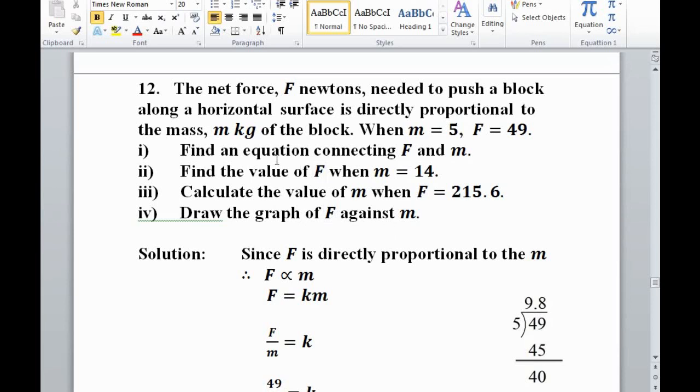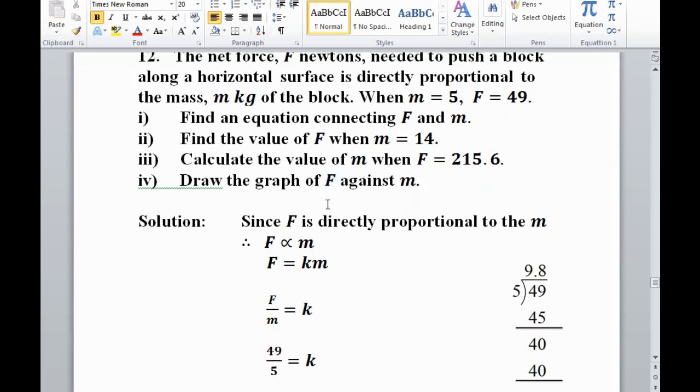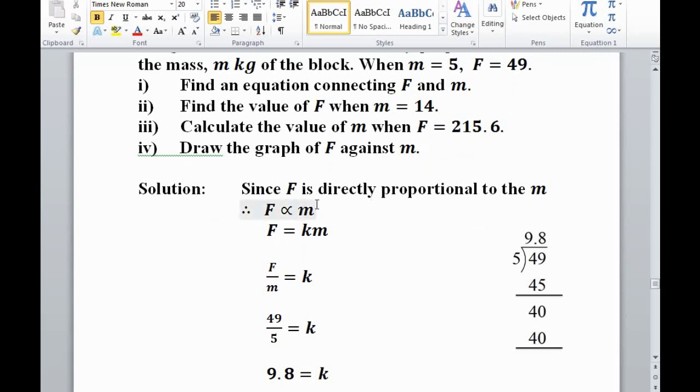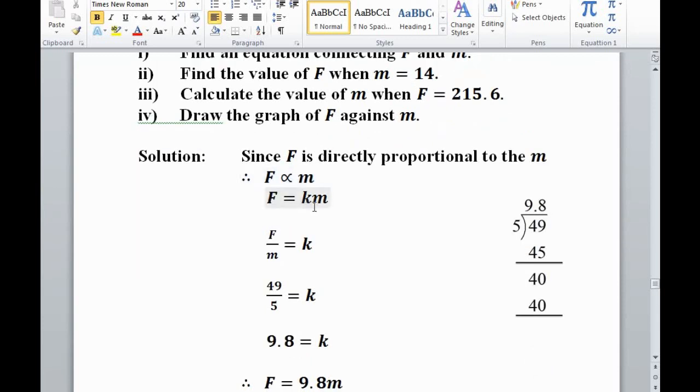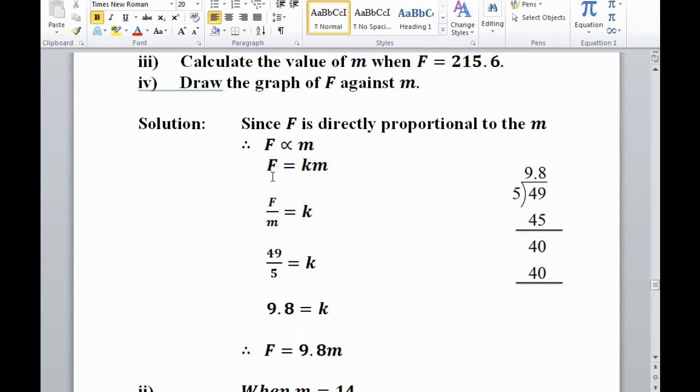As we know, in the statement of the question, force F newtons needed to push a block along a horizontal surface is directly proportional to the mass m kilogram. So since force F is directly proportional to mass m, this statement can be written as F is directly proportional to m. If we remove the sign of proportionality and place constant k, the equation becomes F equals km. To find constant k, the equation becomes force F upon mass m equals constant k.